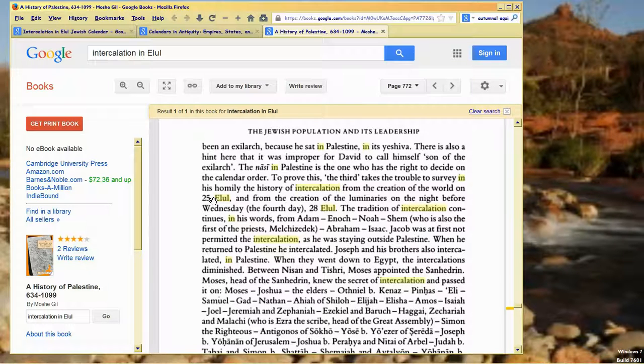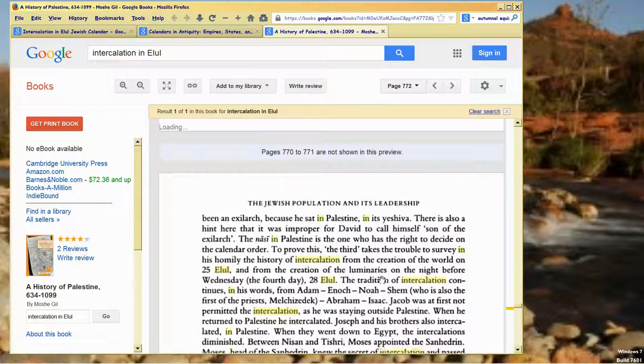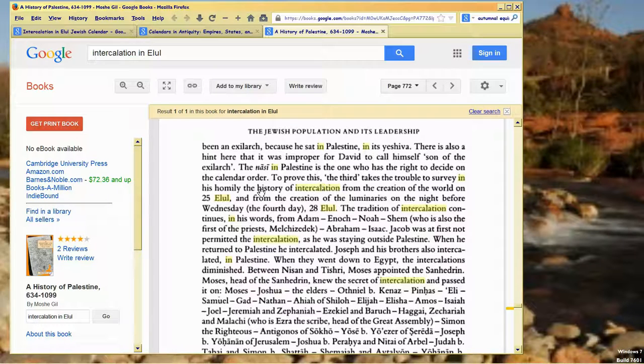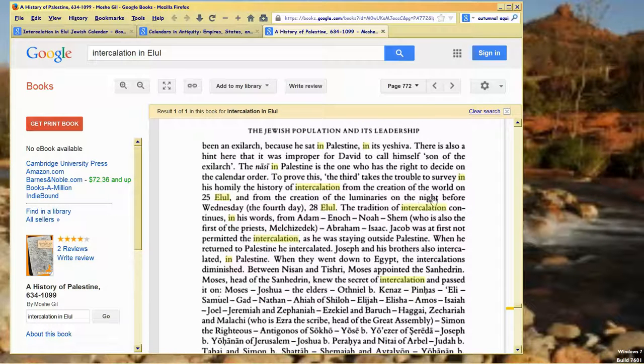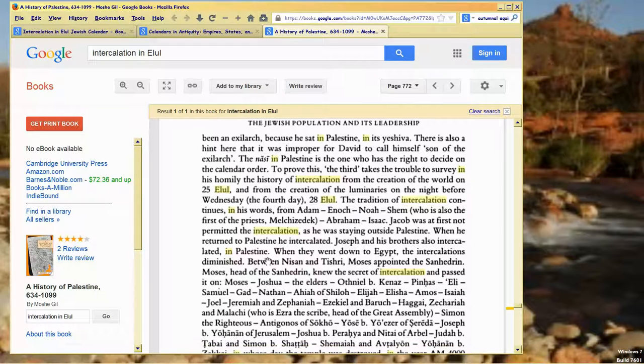intercalated in Elul. Because the third, whoever the person is, I can't tell because that's on the previous pages, takes the trouble to survey in his homily the history of intercalation from the creation of the world on 25 Elul and from the creation of the luminaries on the night before Wednesday, the fourth day, 28 Elul. In other words, you were supposed to, yes, intercalate on Elul, because those 6 days that you have to intercalate for represent the 6 days of initial creation. That's what this guy is saying.